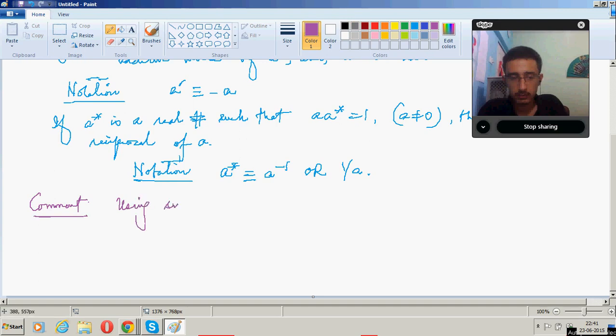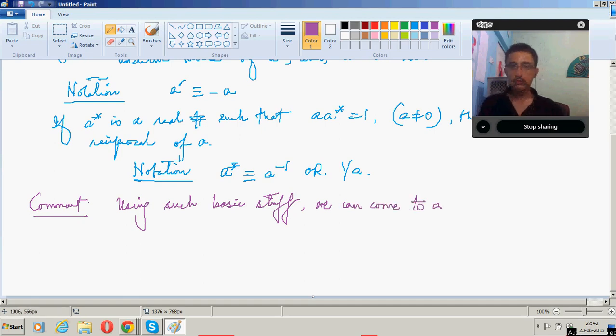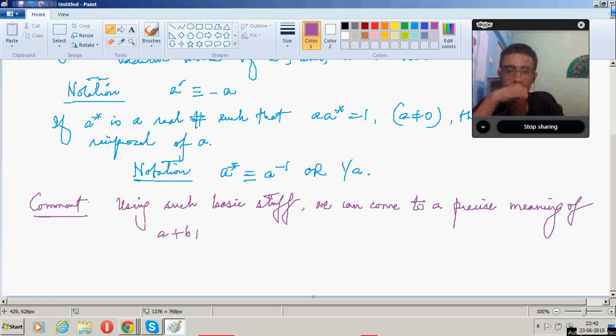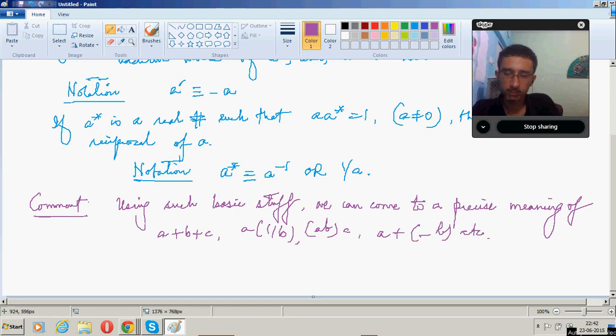Using such basic stuff, we can come to a precise meaning of a plus b plus c, a times 1 over b, ab into c, a plus minus b, or even the meaning of 2a squared, abc, a minus b. You see, all of them are related to some of the above.